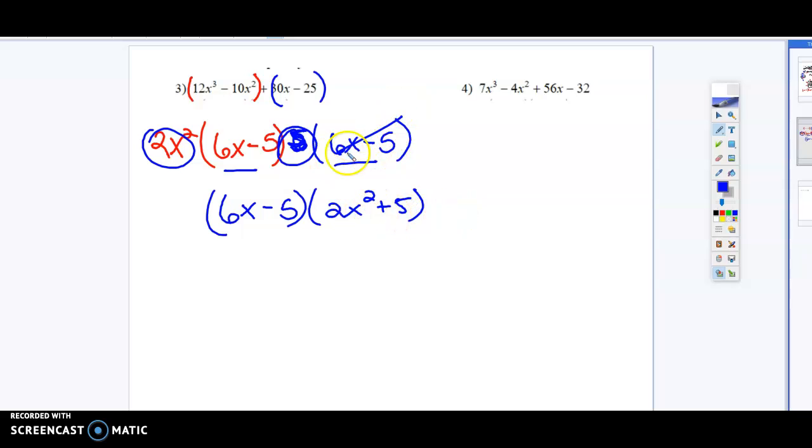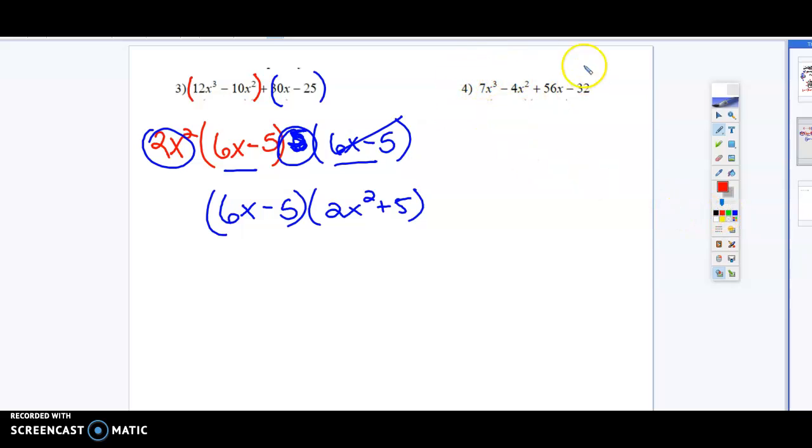The reason why we didn't need this other parentheses is if we actually multiplied this all the way out, we would get 6x times 2x squared is going to give us 12x cubed. Now if we multiplied this original equation, that's actually going to give us something more than x cubed. And we don't want that. We want the original equation. So that's how you factor by grouping.